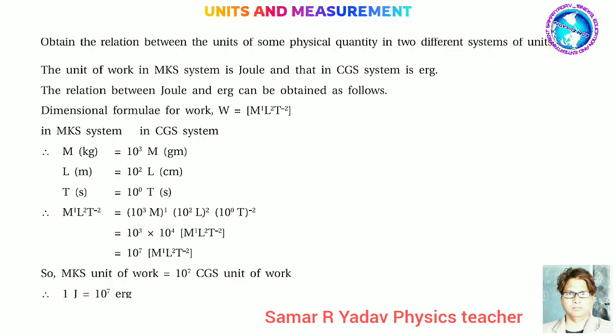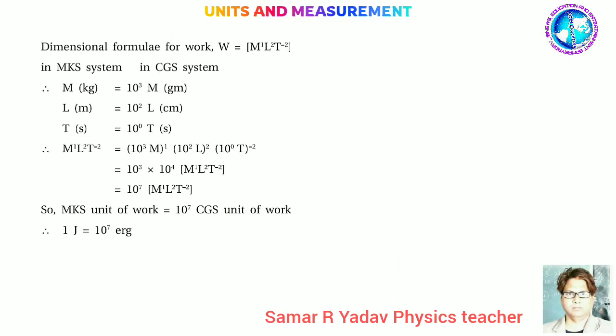Therefore, M1 L2 T-2 is equal to [10^3 M]^1 [10^2 L]^2 [10^0 T]^-2 is equal to 10^3 into 10^4 [M1 L2 T-2] is equal to 10^7 [M1 L2 T-2]. So the MKS unit of work is equal to 10^7 CGS unit of work. Therefore, 1 joule is equal to 10^7 erg.